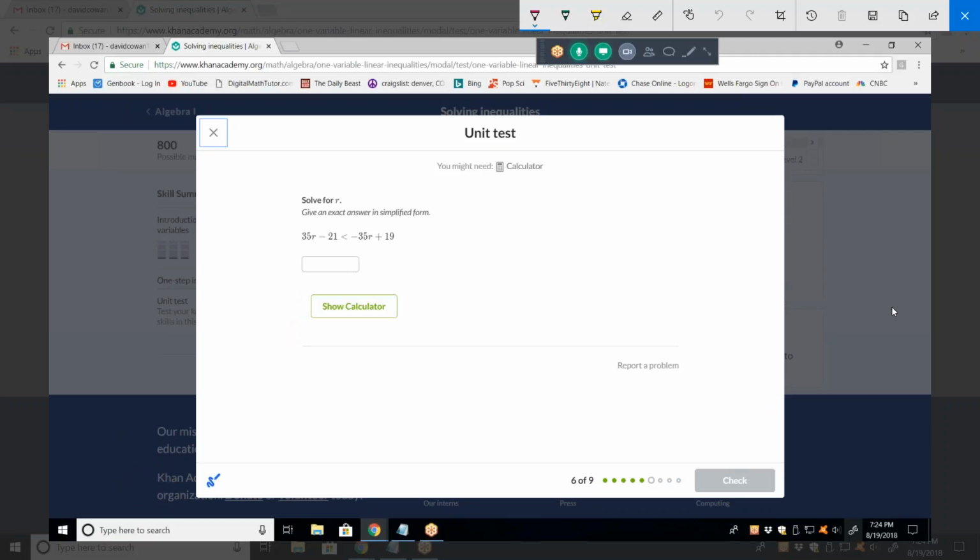Give an exact answer in simplified form. Okay, this is interesting. What do we notice? Well, I thought it was going to be more interesting than it is. I thought the R's were going to disappear on us. But they don't, notice. If they'd both been the same sign, they would have. And then I'd have had an impossibility. I'd have had minus 21 is less than 19. I know that's actually true, but it's not the answer in this case because it's not positive 35R, it's negative on the right side. So what's the first step?